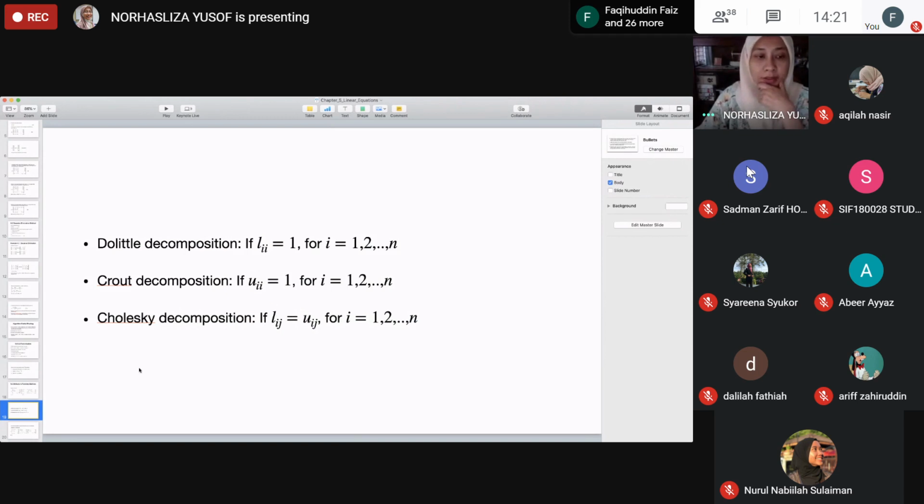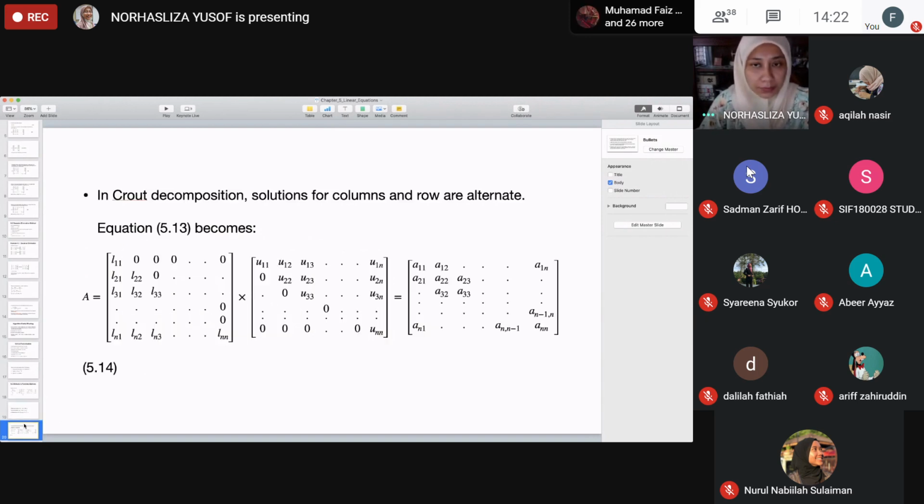All right. So you can see here, usually Doolittle and Kraut are the most popular for people to do by hand. Cholesky is popular to do by computational because this is far more complicated process, right? And here in Kraut decomposition, we have the column and row alternate, right? So when it's alternate, what happens is they will alternate the solution. If you see Doolittle that we done previously, we alternate it so that we can get our matrix A back, okay?